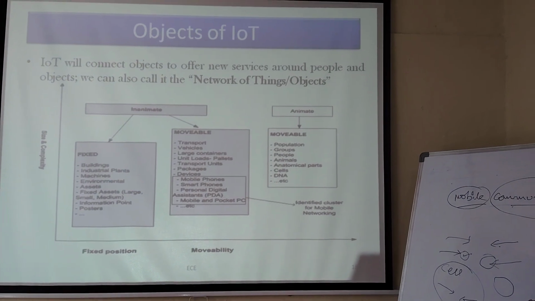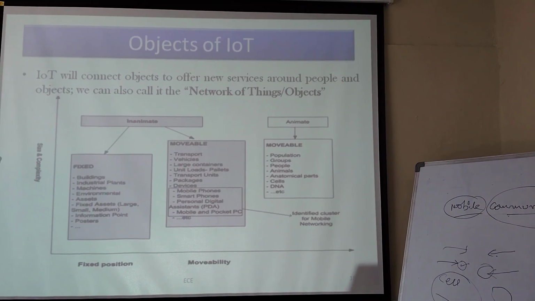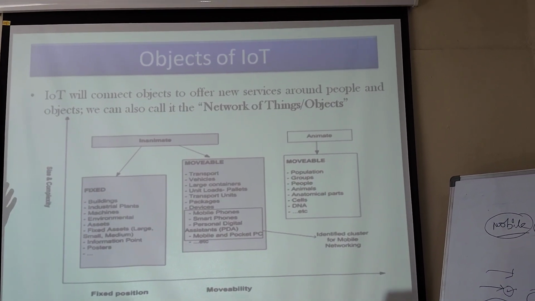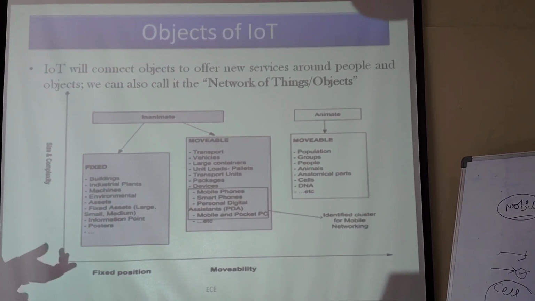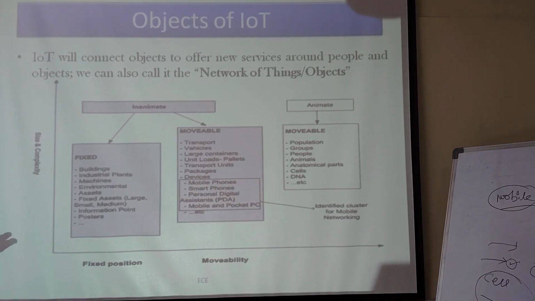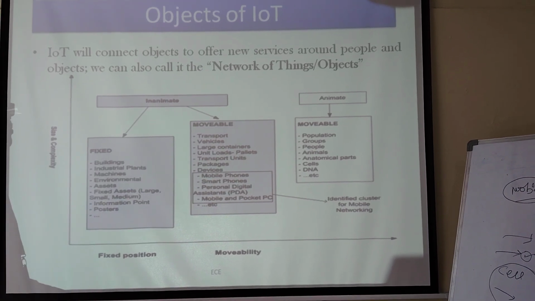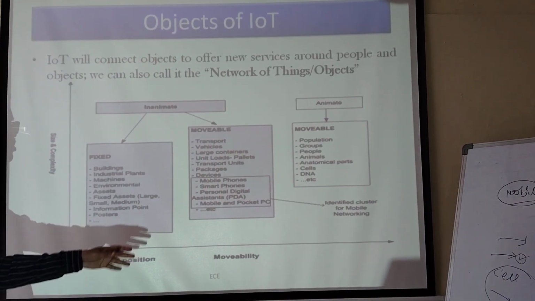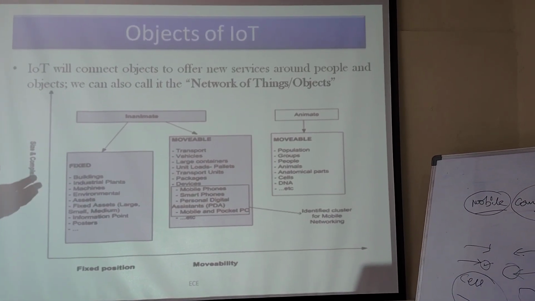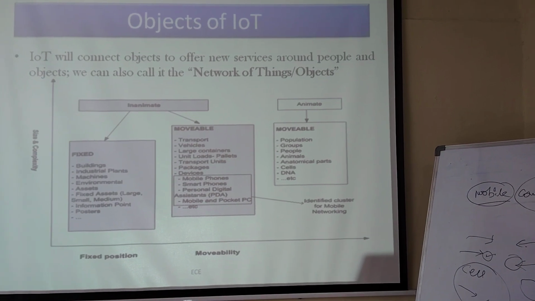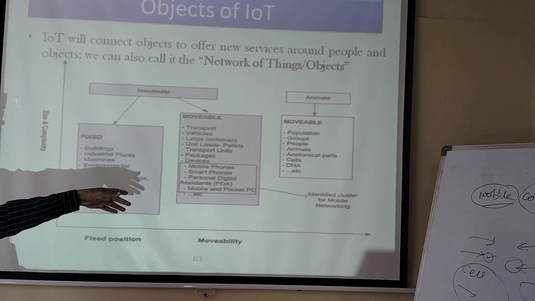So what is the main objective of IoT? It has to connect things to offer new services around people, and we can also call it a network of things, because earlier, internet meant only computers getting connected, but now every object can get connected to the internet to get some services. These are some of the inanimate and animate objects. These are the movable ones. Now we can track our vehicle, where it is parked, and what is around it. All that can be done with the Internet of Things. Smartphones, personal PDAs, personal assistants, all these come under movable.